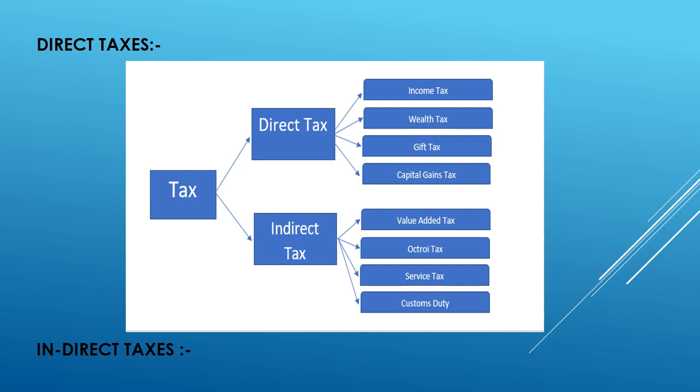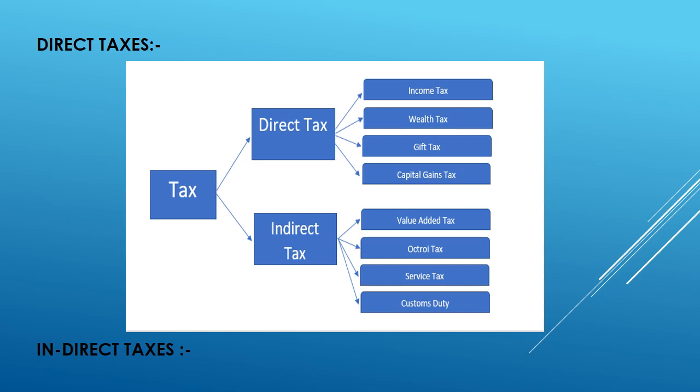Next is gift tax. Gift tax is levied on all donations and gifts except the ones given by charitable institutions, government companies, and private companies. It was first introduced in the year 1958. Gift tax is progressive in nature.